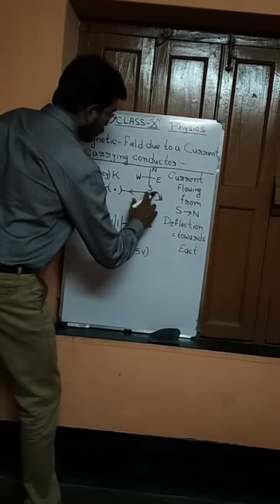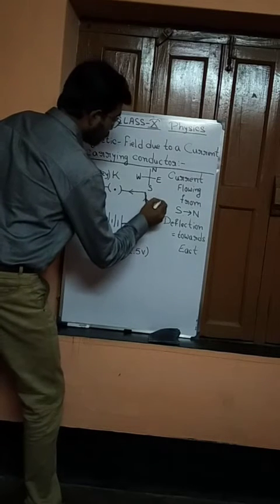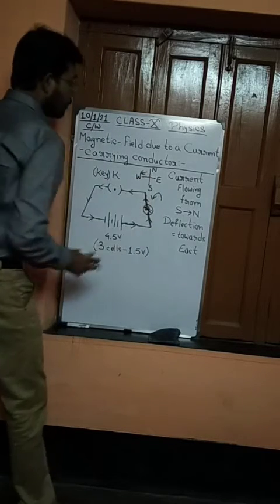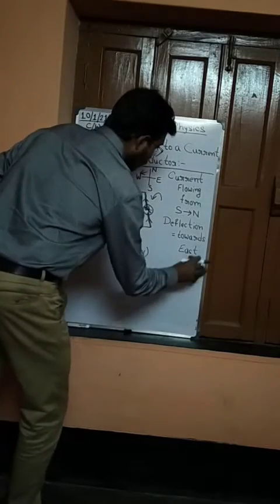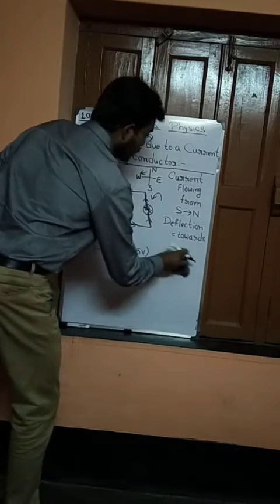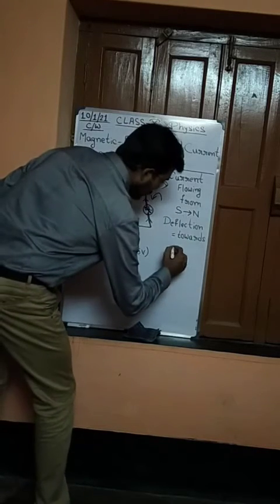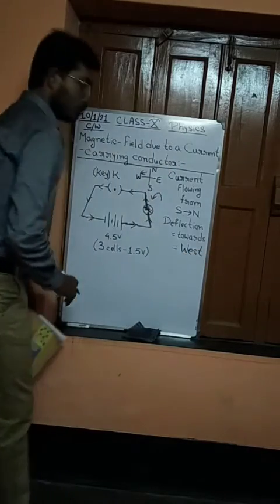That means the needle will shift in the west direction, students. See? So the needle will shift in the west direction. So if you just reverse the direction of the current from south to north, then the deflection will be towards the west direction, students.